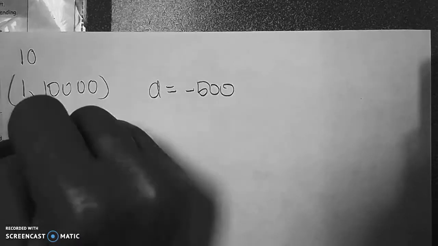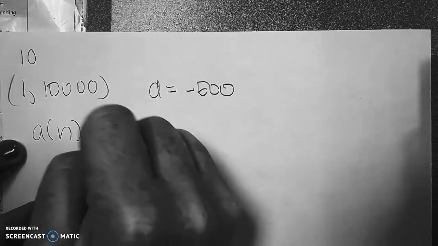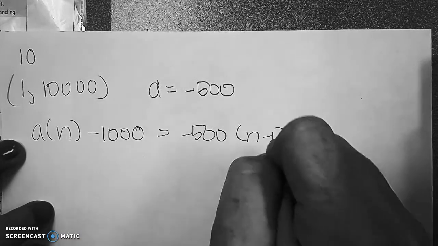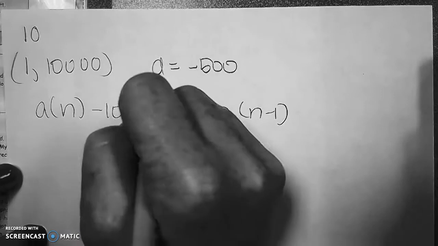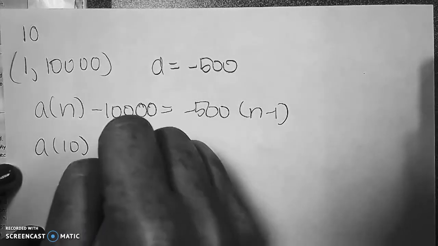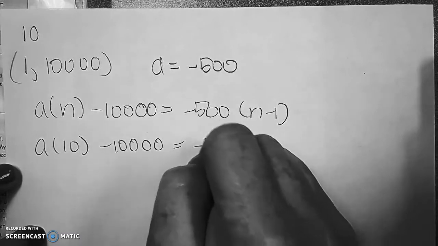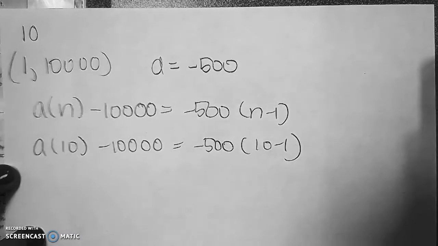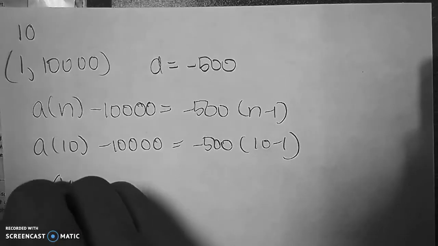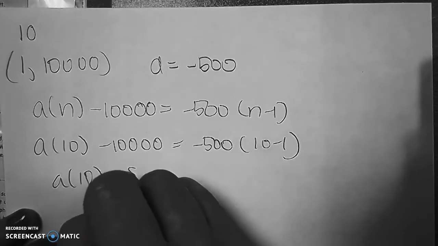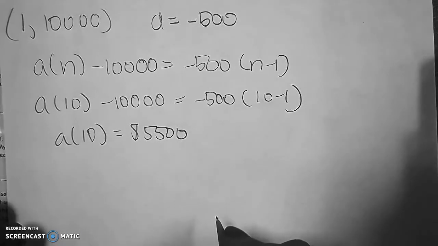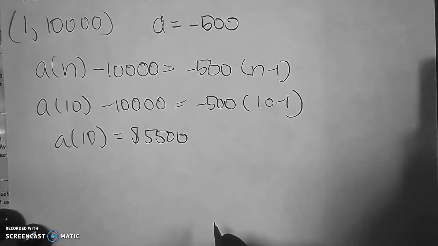So once again, we can write this explicit formula by using point slope form. And for our first problem, we want to know how much does the 10th winner receive. And I would just solve this equation, and when I do, and you guys can solve that, I get 5,550.